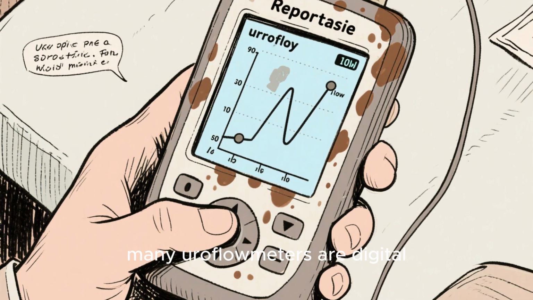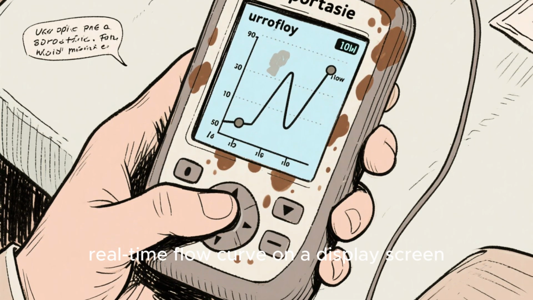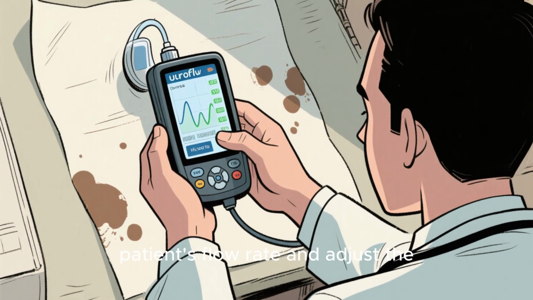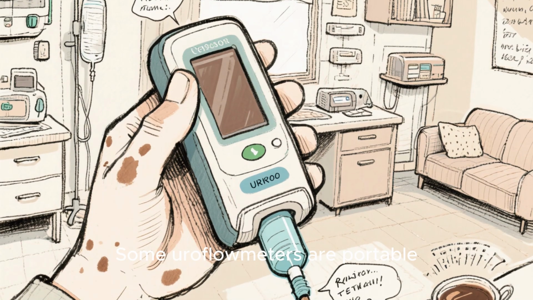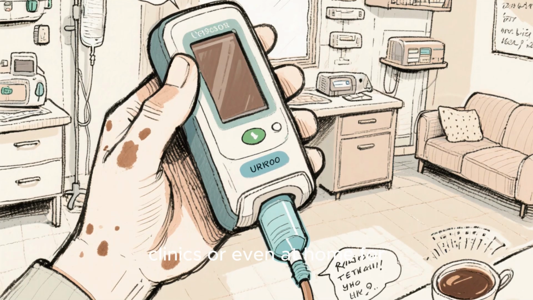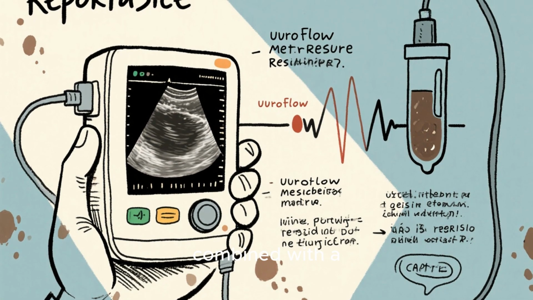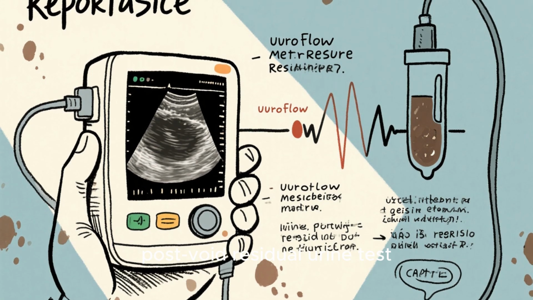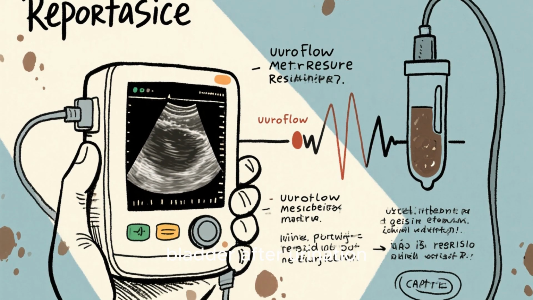Nowadays, many uroflowmeters are digital, which means they can provide a real-time flow curve on a display screen. This allows the doctor to see the patient's flow rate and adjust the collection container as needed. Some uroflowmeters are portable, which means they can be used in clinics or even at home for monitoring patients over time. Additionally, the test is often combined with a post-void residual urine test, which is also done with ultrasound to measure how much urine is left in the bladder after urination.